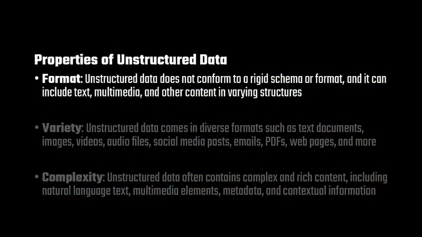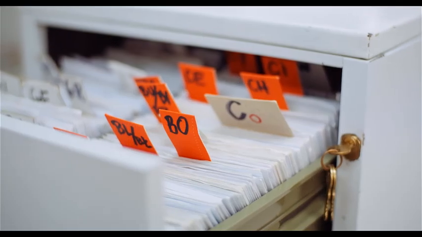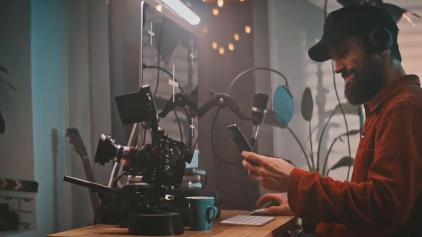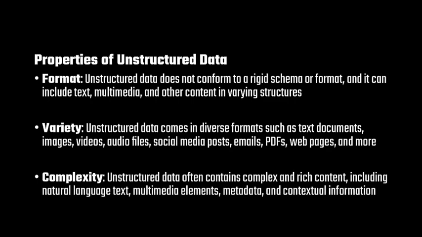The key characteristics of unstructured data include: unstructured data does not conform to a rigid schema or format, and it can include text, multimedia, and other content in varying structures. Unstructured data comes in diverse formats, such as text documents, images, videos, audio files, social media posts, emails, PDFs, web pages, and more. Unstructured data often contains complex and rich content, including natural language text, multimedia elements, metadata, and contextual information.